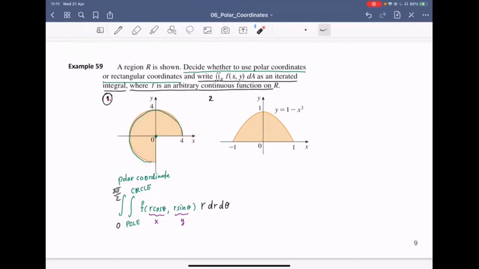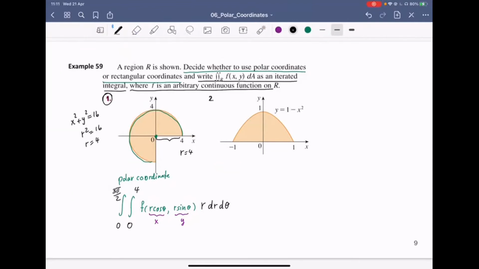And that means the pole is r equal to 0. So this is r equal to 0. And the circle is what? This is a circle with radius 4. So that means r equal to 4. How do I know that the circle with radius 4 is r equal to 4? The circle with radius 4 is x squared plus y squared equal to 16, which is r squared equal to 16. And that is r equal to 4.